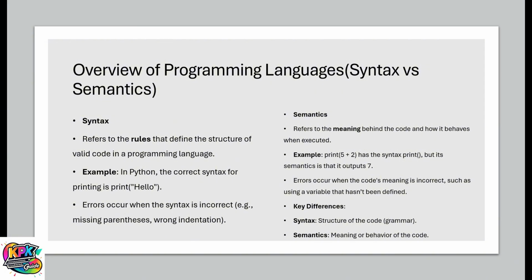Syntax versus semantics. Now, when we say syntax, syntax basically refers to the rules that define the structure of valid code in a programming language. A typical example is in Python. The correct syntax for printing out, or for displaying output to the outside world, is by using the word print, then parentheses, then double quotation marks with the string that you want to print out. So errors occur when syntax is incorrect.